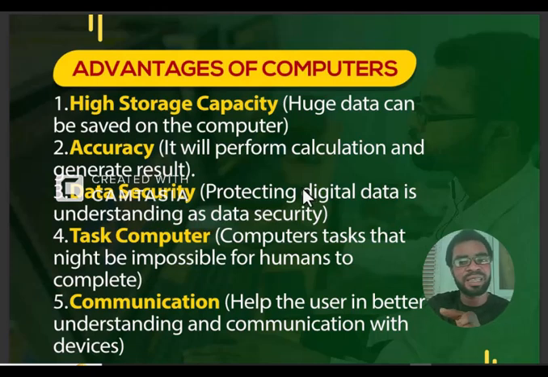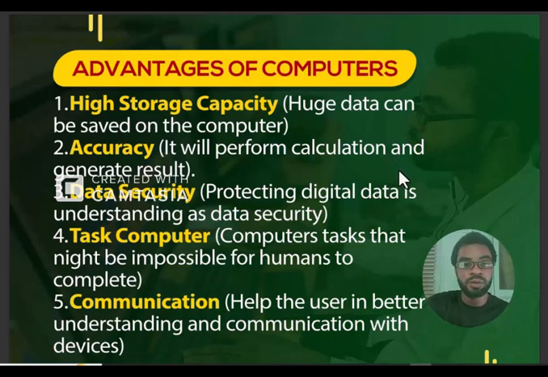Huge data can be saved on the computer, so a computer has a high storage capacity. When you say a computer has a high storage capacity, it can store an amount of data like gigabytes plus and other. And you have accuracy. Accuracy means it will perform calculations and generate results after you've input data. Assuming you've typed 3 times 2 on your computer, it will generate a result after you've performed that calculation.